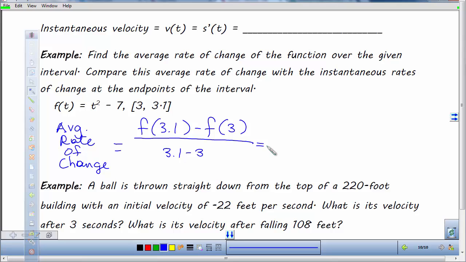And so I've got to actually plug this into my calculator. 3.1 squared minus 7, minus 9 minus 7, which is 2. And then we're going to divide this by 0.1. I get 6.1.